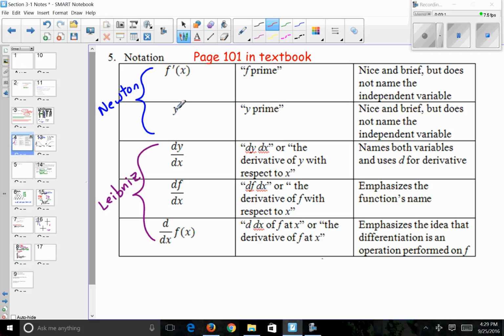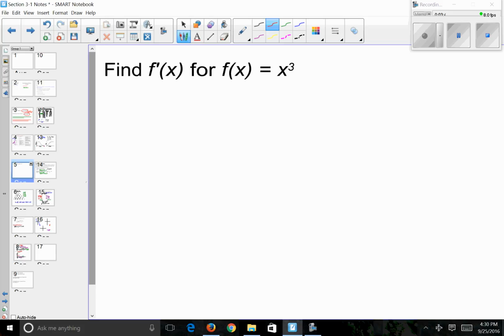Leibniz notation, a little bit longer, however, is very nice because it does specify and emphasizes what we're doing a derivative with respect to. In other words, what our independent variable is. So it's written as a fraction. However, we never say over. We would just say dy dx, or df dx, or d dx of f of x. And so these are all just different notations that you may want to look over to make sure that you're okay with these.